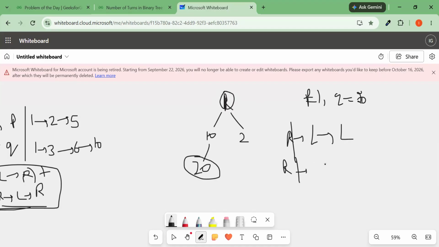only this one. I don't need to go anywhere, because the root itself is my P or Q node. In that case, it is the P node, so I don't need to go anywhere, and I don't need to merge anything into my path.